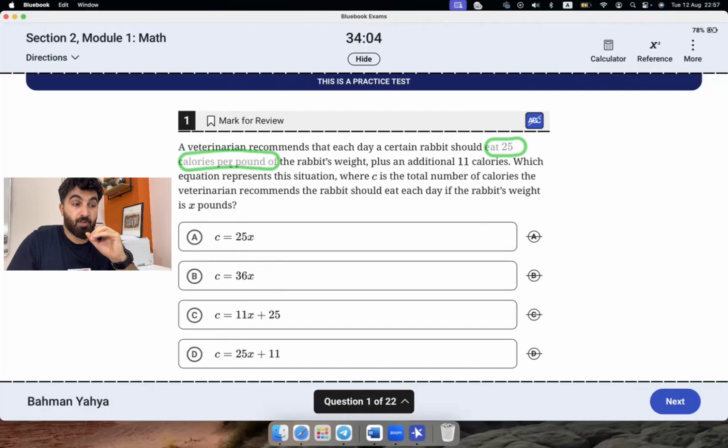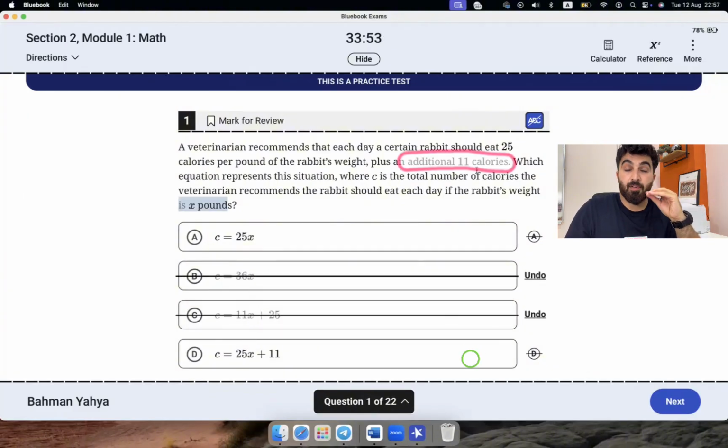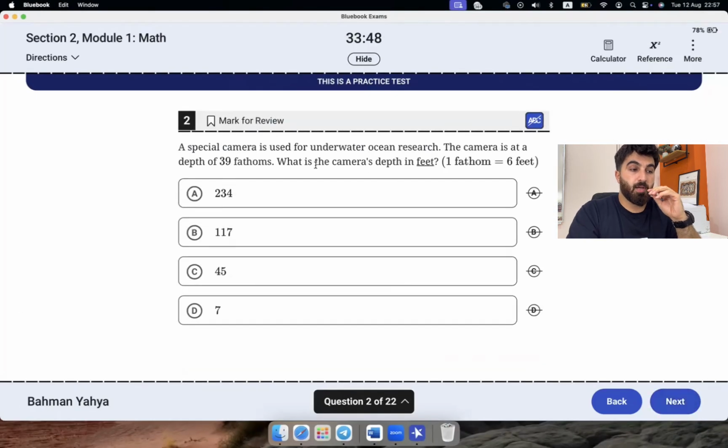Rabbits eat 25 calories per pound, and that's X pounds. So if it is 25 per pound multiplied by X, it must be... The answer is not C or B. And we have an additional 11 calories, you see, in the case D. This. Next question. A special camera is used for underwater ocean research.